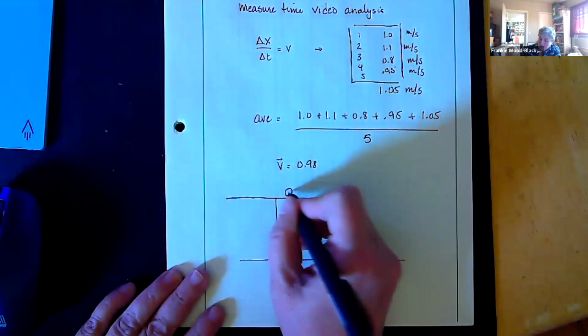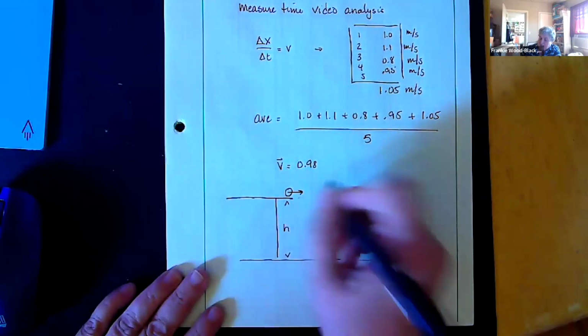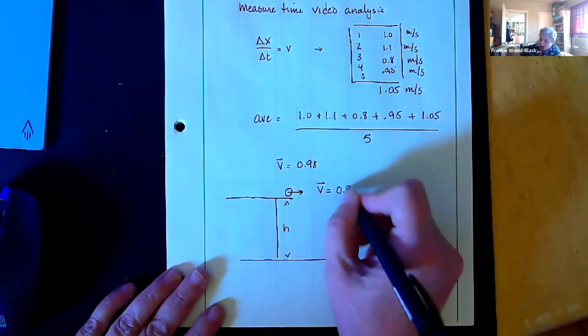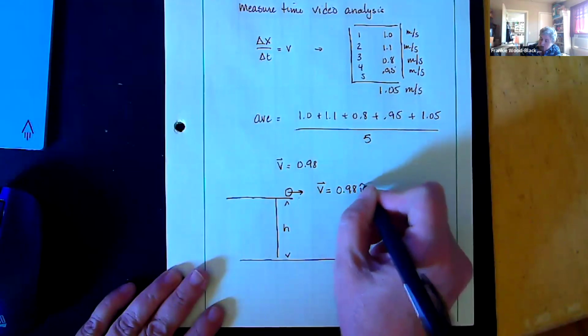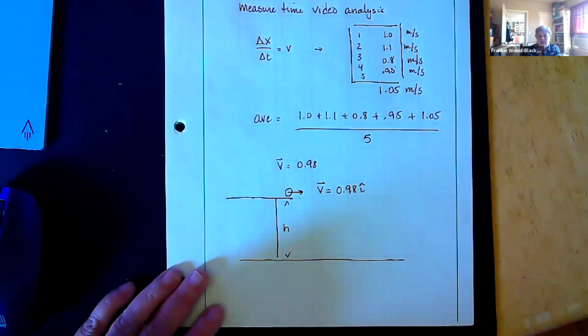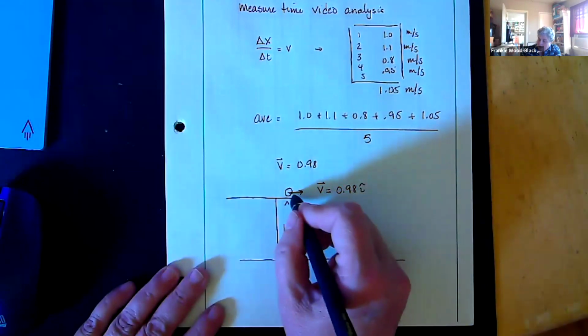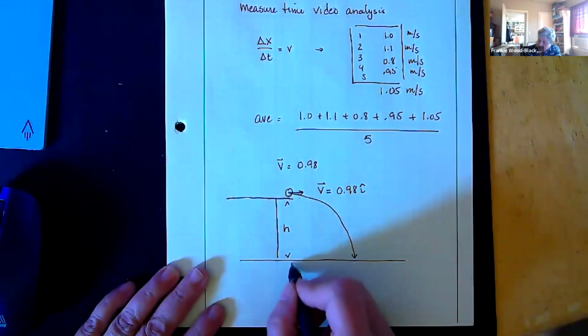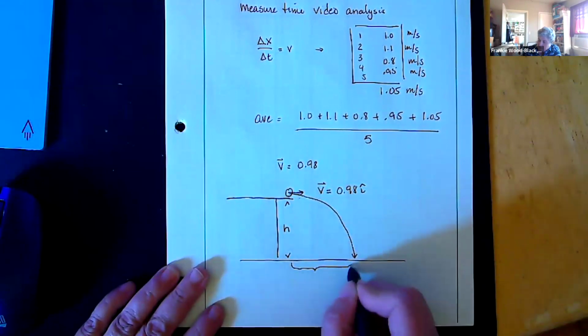When my ball comes off of the table, it has a velocity only in the x direction. And we know it's going to end up going something like this. And this is the thing that we're going to predict.